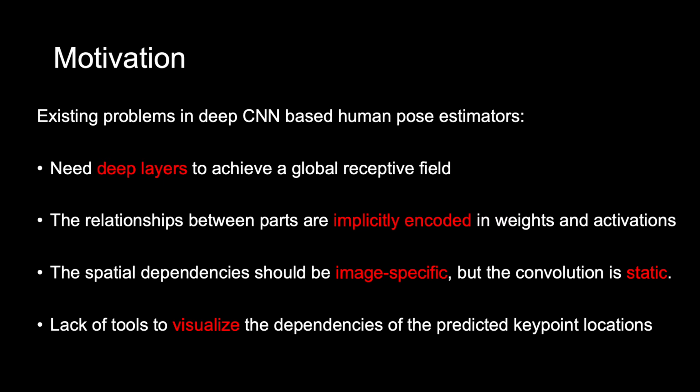However, there are still some problems in the current models. 1. They need very deep layers to achieve a large receptive field. 2. The spatial relationships between body parts are implicitly encoded in the weights and activations of the neural network. 3. The spatial dependencies should be image-specific, but the weights of the convolution are static once the model has been trained. 4. There is a lack of tools to visualize the dependencies of the predicted keypoints.